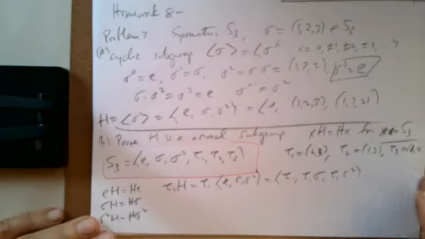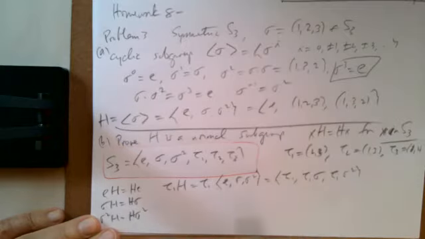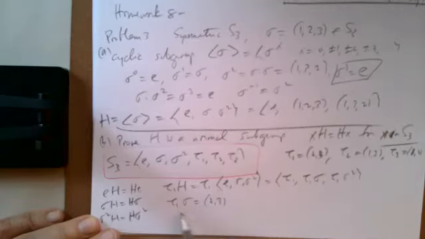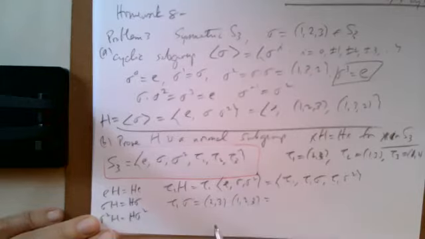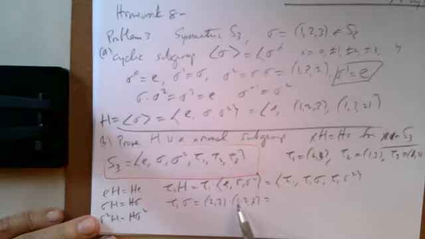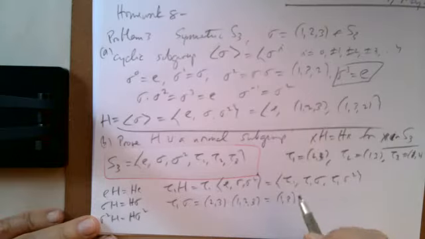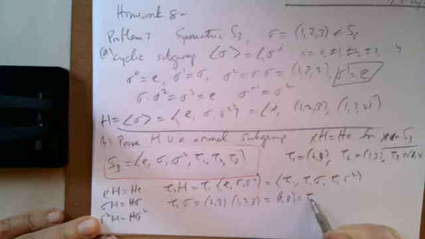Well, tau 1 is tau 1. Tau 1 times sigma: tau 1 is the transposition (2 3), and sigma is (1 2 3). And if you compose these two, that is multiply the permutations, 1 goes to 2, 2 goes to 3, so 1 goes to 3. 3 goes to 1. 2 goes to 3, goes back to 2. So tau 1 sigma is (1 3), which is tau 2.